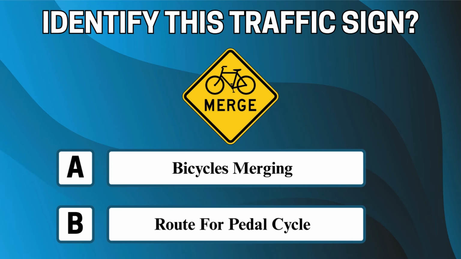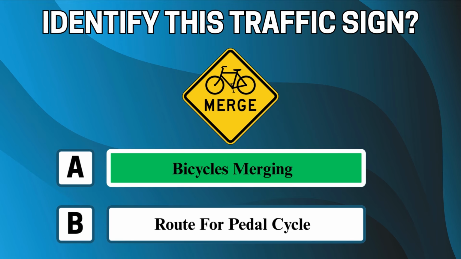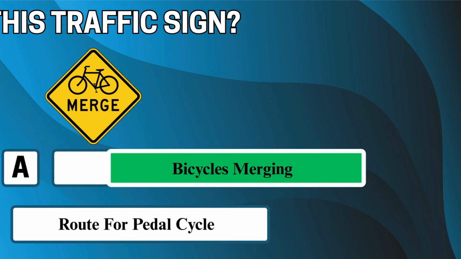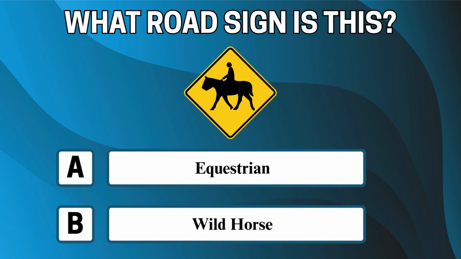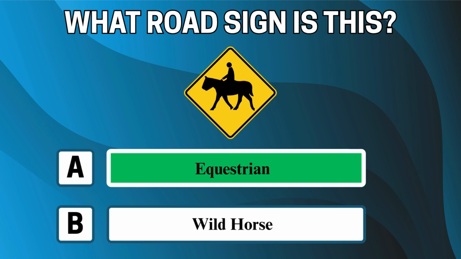Identify this traffic sign. Exactly, it is the bicycles merging sign. What road sign is this? Well spotted, it is the equestrian sign.